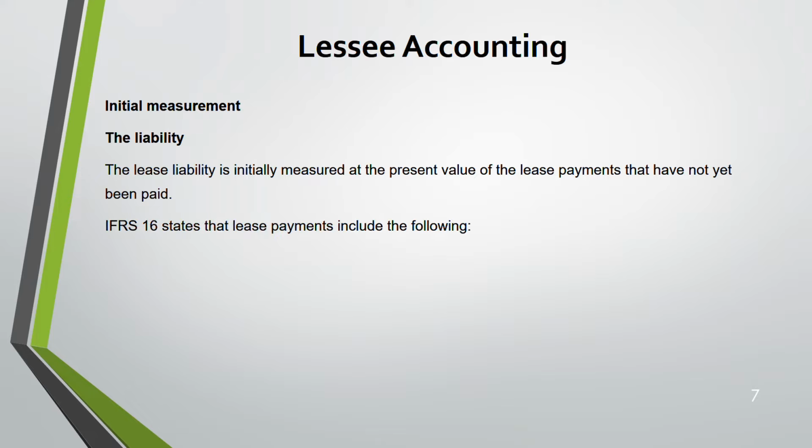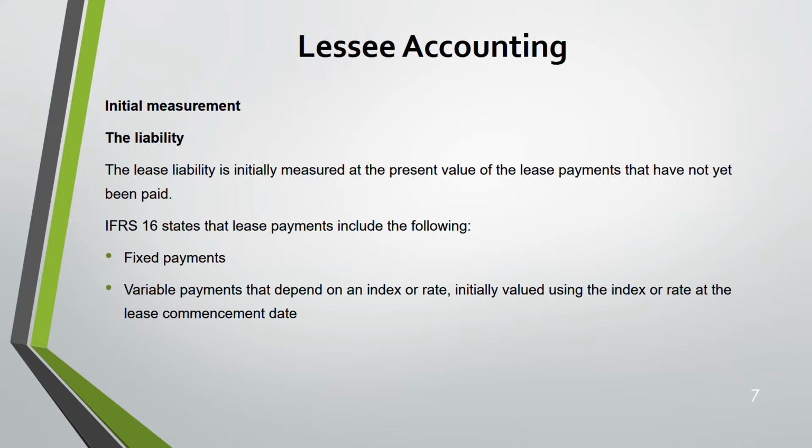Next, IFRS 16 says these are the lease payments. Number 1, fixed payment. Number 2, variable payment. Variable payment, it varies. It depends on some rate during the lease commencement date. In your exam, they will give you all this if there is so. They might give you just 1 or 2 payments, or sometimes with fixed they will give you other payments also. So you have to look carefully for those things.